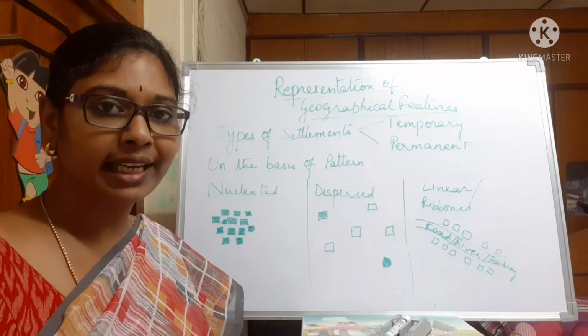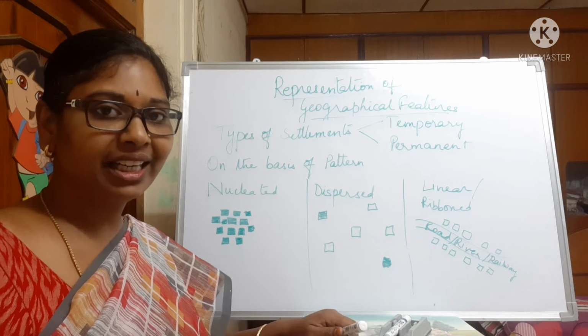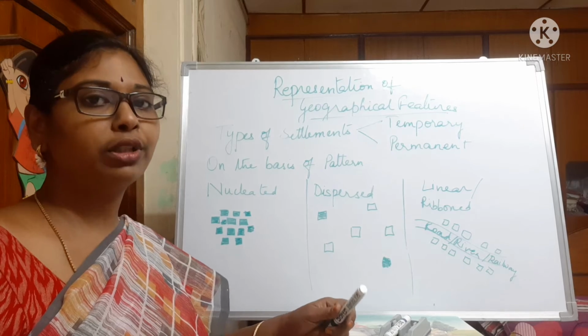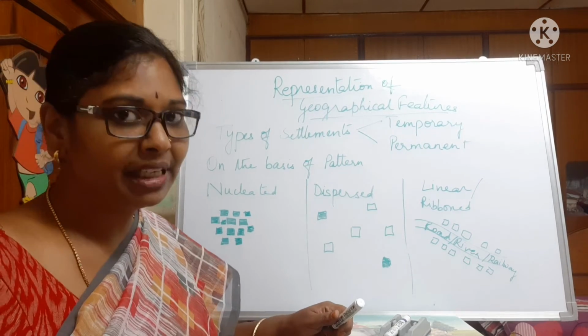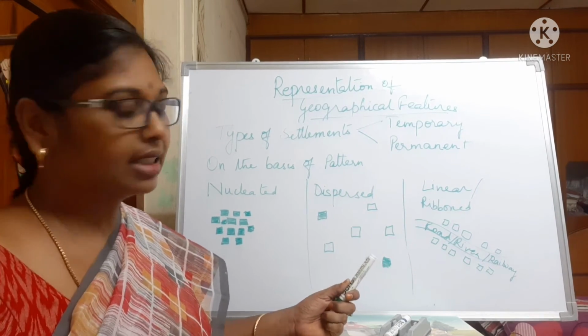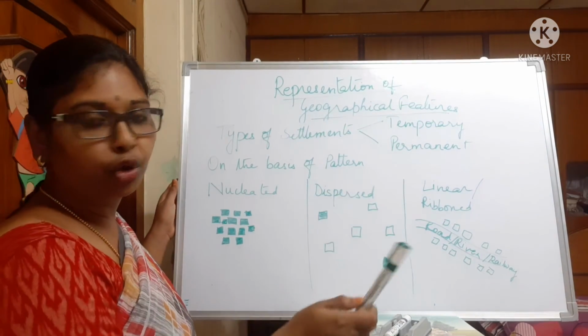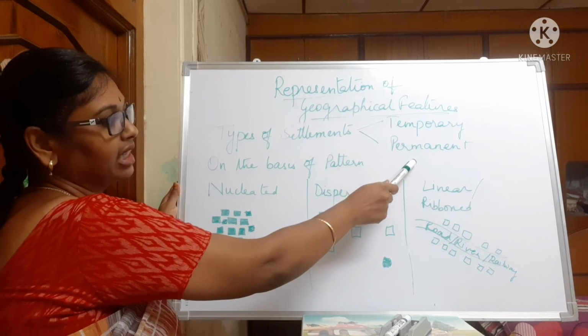So next, coming to settlement patterns. We have three types of settlement patterns, which are given in red color. Settlement means houses or people's living patterns. So these settlement patterns on the basis of time are divided into two: one is temporary and second one is permanent.